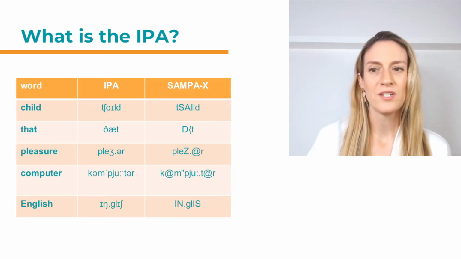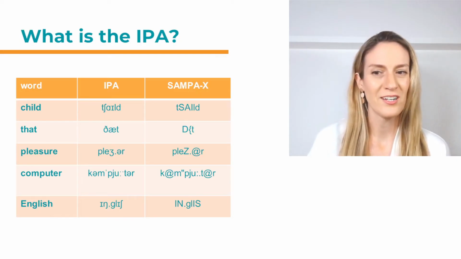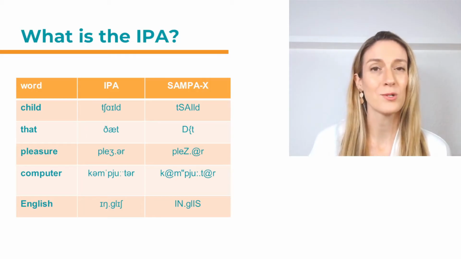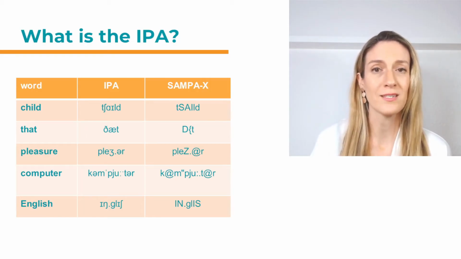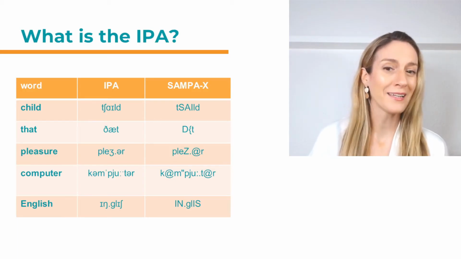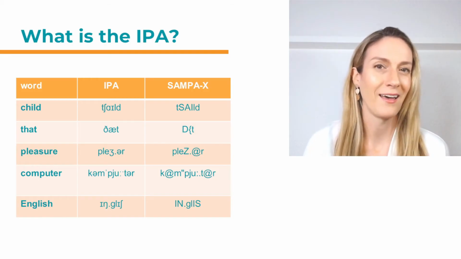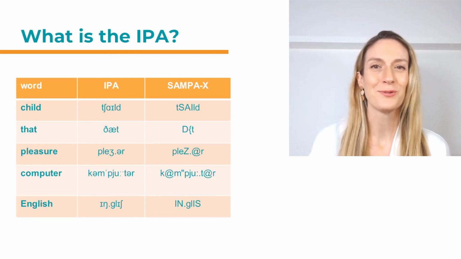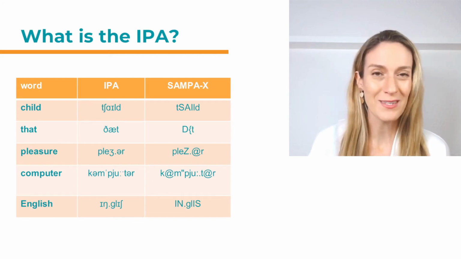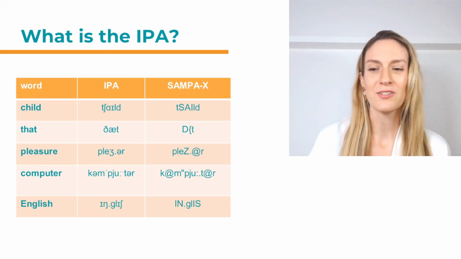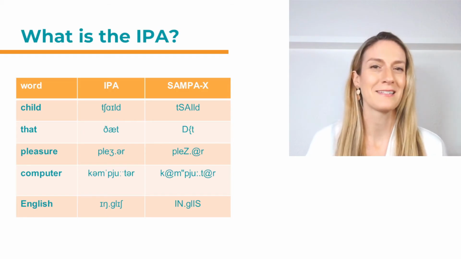I've also given you the words pleasure and computer, and you'll notice something in the words pleasure and computer, because those words both have a schwa sound. In fact, computer has two schwa sounds in the first and the last syllable. And the symbol for the schwa is the @ sign. So I think that's pretty funny. I don't know why they decided on that one. It's become such an important symbol these days, but it's also the SAMPA-X symbol for the schwa. And then just for fun, I've also written down the word English in IPA and SAMPA-X.